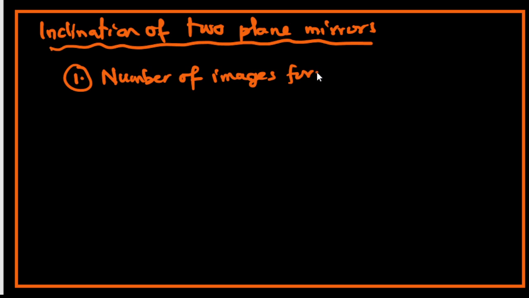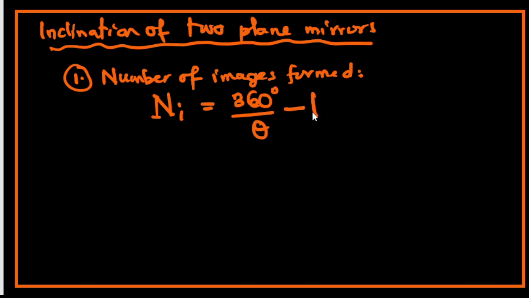So when you place an object in between two plane mirrors that are inclined at angle theta, the number of images formed, which is written as what? Ni, will always be equals to 360 degrees over theta minus 1. 360 over theta minus 1. Please always take note of that.